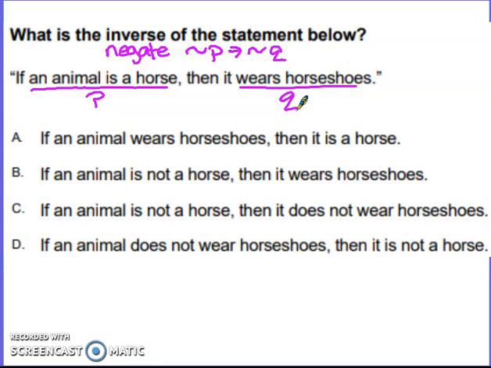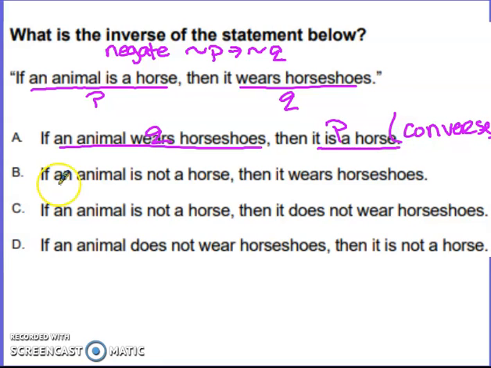So again, we're going to label all of our sentences. If an animal wears horseshoes, that's Q, then it is a horse, that's P. This is not your inverse. This is your converse. You flipped your sentence. If I look at B, an animal is not a horse, so that is negative P, it wears horseshoes, Q. Well, that is nothing we have learned.